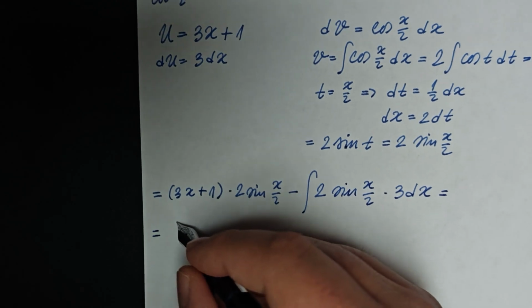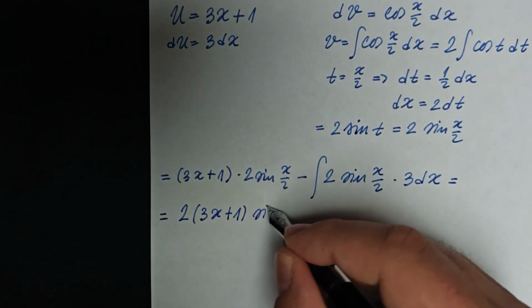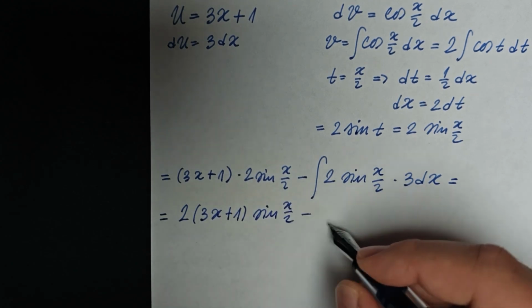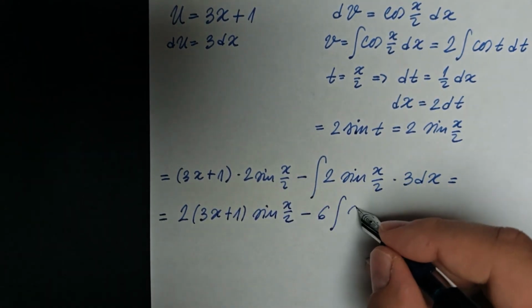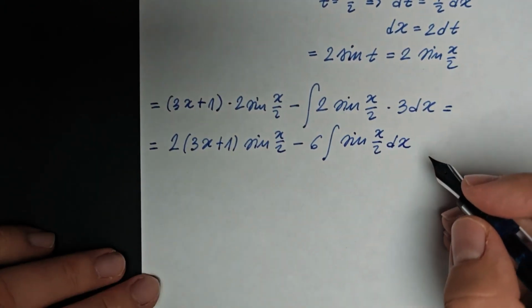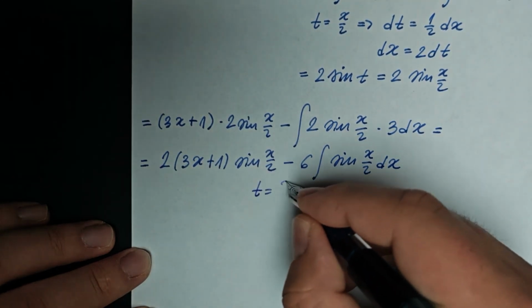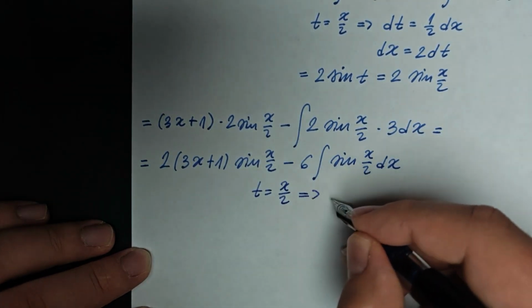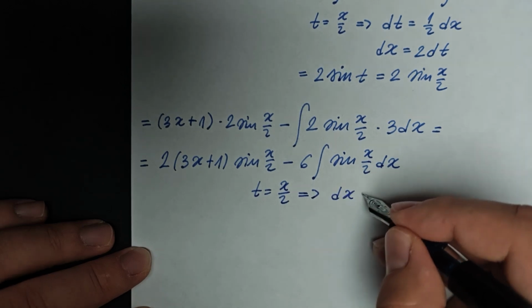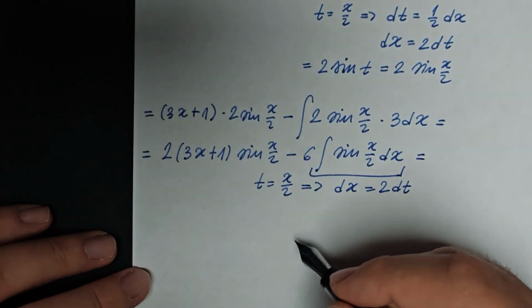So this is equal to 3x plus 1 times 2 sine of x half minus 6 integrals of sine of x half dx. Again, we are going to introduce the substitution that t is equal to x half, and that will make dx be 2 dt's to solve this integral right here.